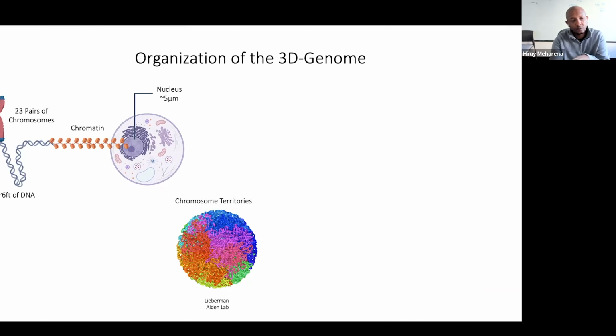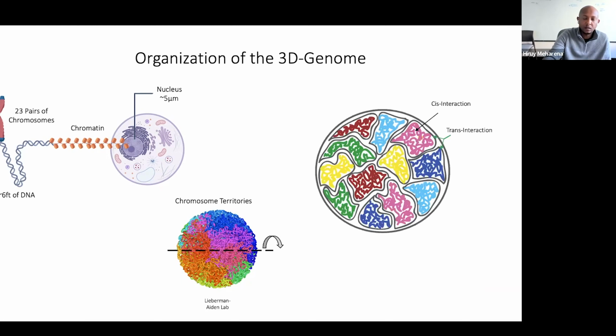And so if we were to cut this chromosome in half and flip it 90 degrees, what we would see is that there are two types of interactions that occur between these chromosome territories. If you think of every color as representing one chromosome, there are cis interactions. These are the interactions that are occurring within the chromosome itself. And then there are trans interactions. This is the interaction that happens between two chromosomes or neighboring chromosomes.